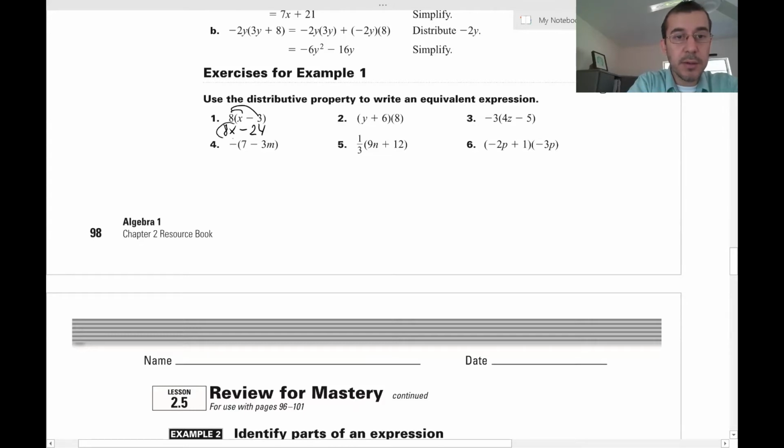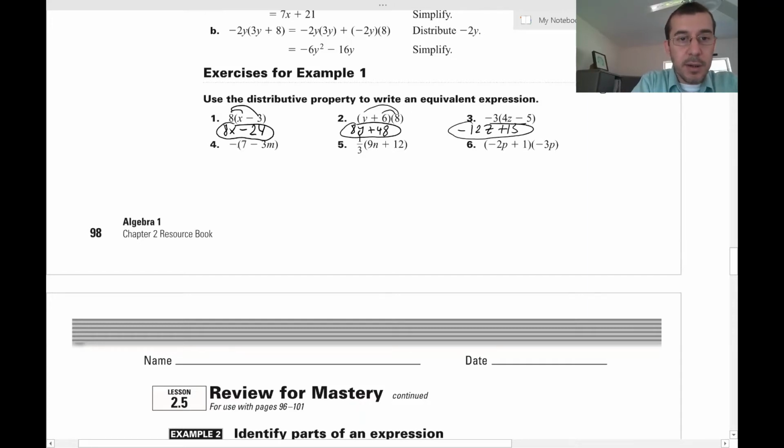So 8x minus 24. Number 2, we're multiplying y with 8 and then 6 with 8. So y times 8 is 8y. And then plus 6 times plus 8 is plus, 6 times 8 is 48. 8y plus 48. Number 3, multiplying minus 3 times 4z. So the product will be negative. 3 times 4 is 12, 12z. Then minus 3 times minus 5 is plus 15.